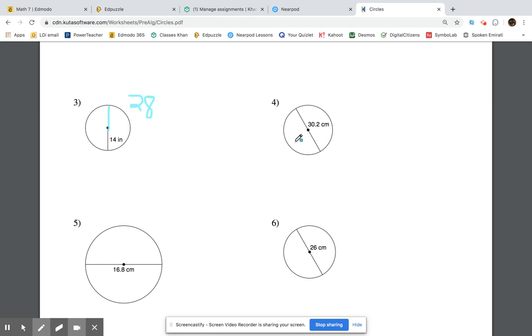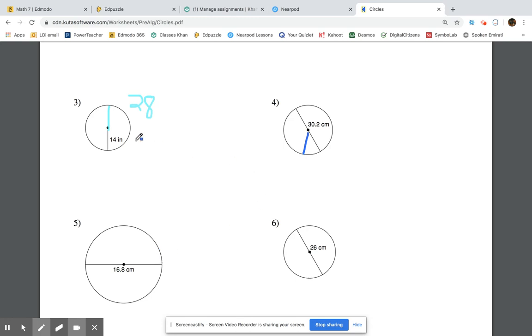Okay. If it's 30.2 centimeters across, what would be the radius? The radius would be half of that. So the radius would be 15.1, which is half of 30.2.